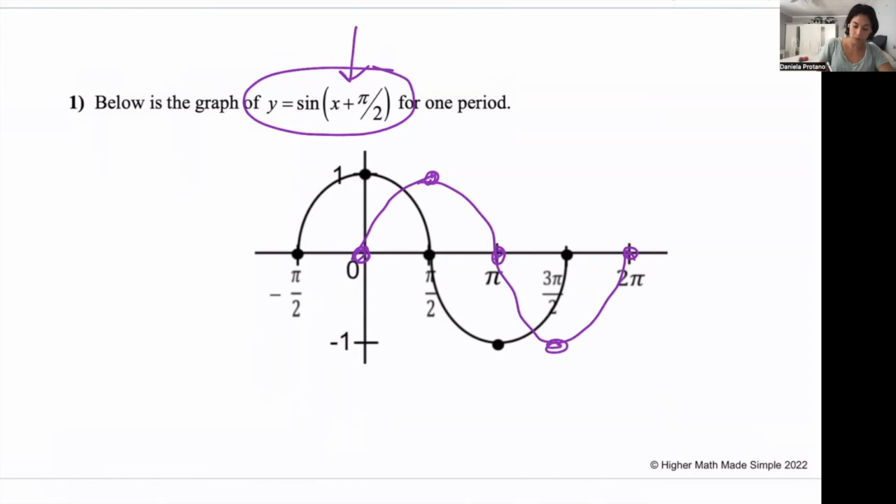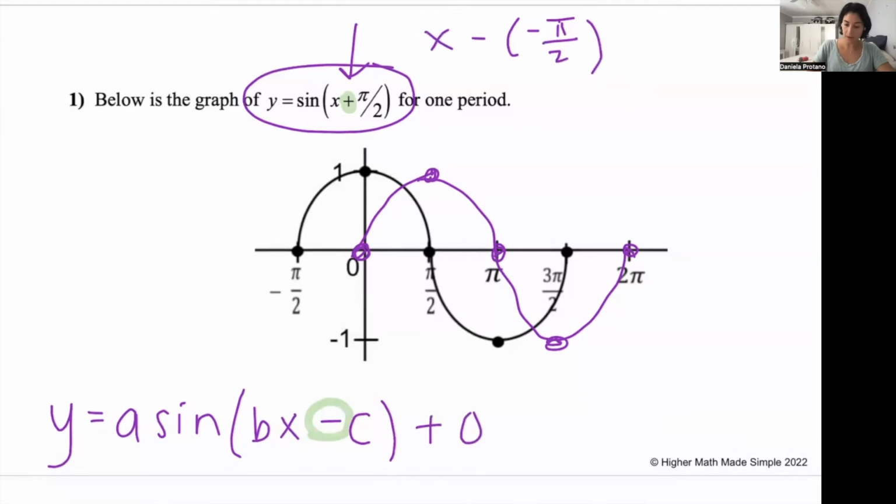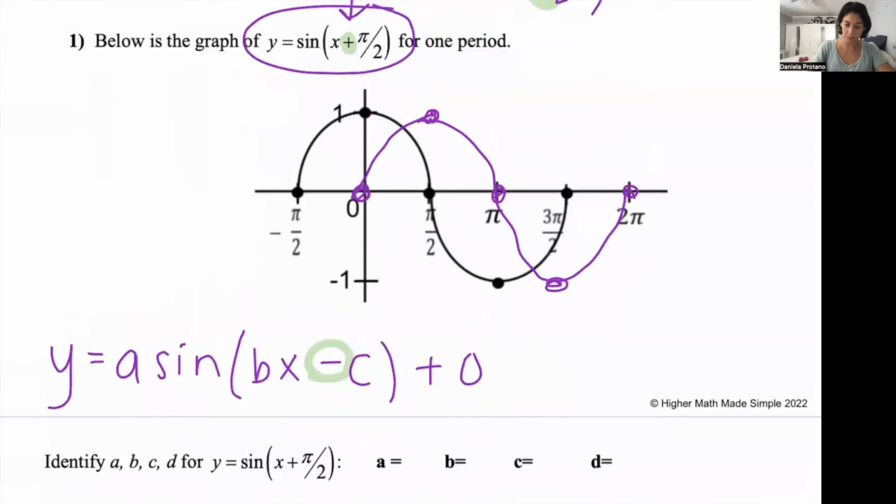And we can rewrite. So remember that in general, it's really going to be a minus c here, right? As with the formula that you have used. So since it's a plus here, I could actually write this as x minus a -pi over 2 inside the parentheses, right? Because a minus and a minus is a plus. So when we define a, b, c, d, c is actually technically going to be -π/2, right? A is 1, B is 1, C is -π/2, and the D value is 0.